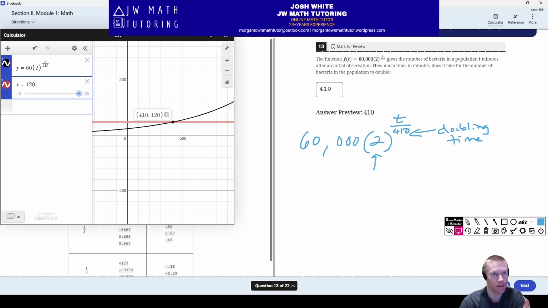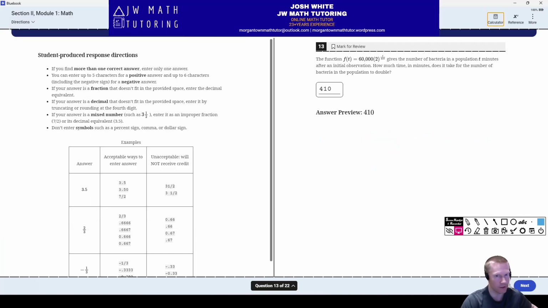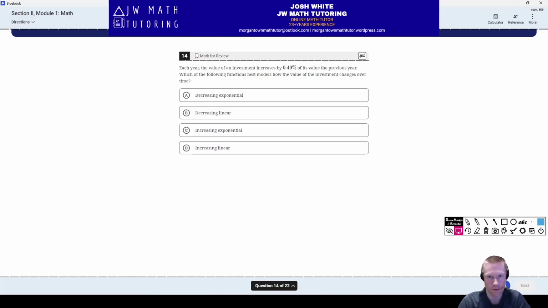Now the reason I made these 60 and 120 instead of 60,000 and 120,000 is because then you have to zoom out a lot on the graph to find the values. Okay, but just reducing them proportionally, each by basically 1,000, doesn't change anything. Obviously the y-coordinate here changes, but the point is the x value, the 410, what we're looking for, the doubling time, that part doesn't change. So that's how you could do this problem entirely in Desmos.